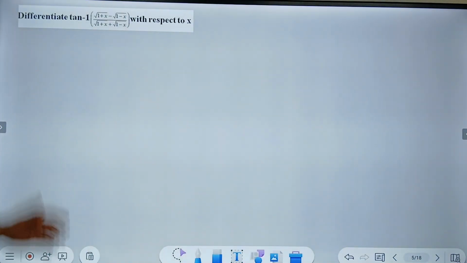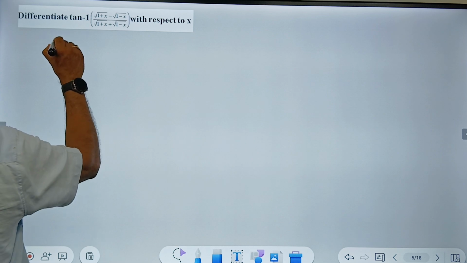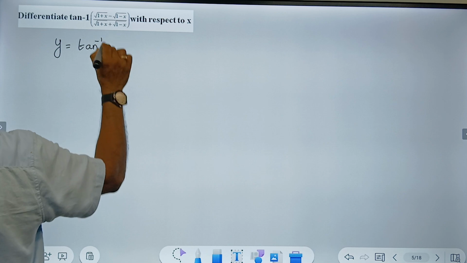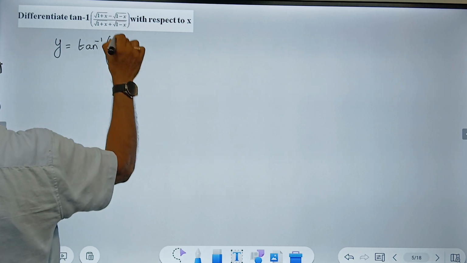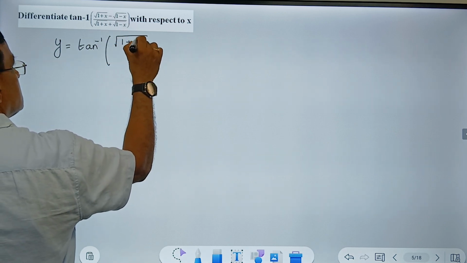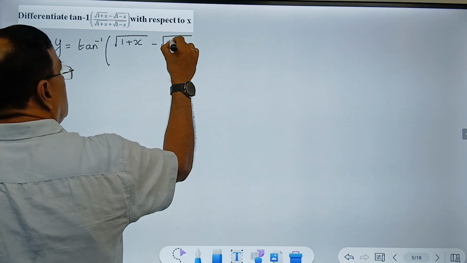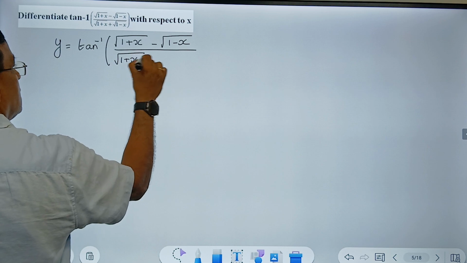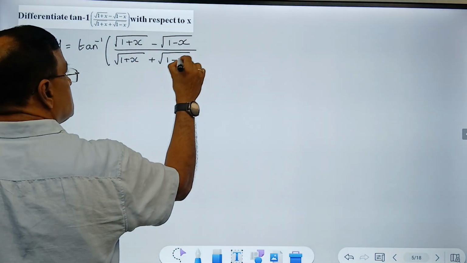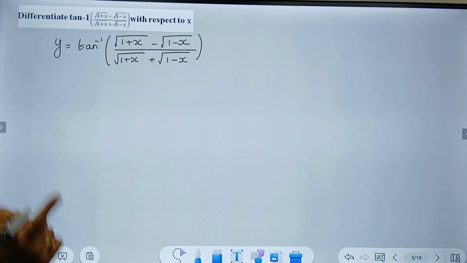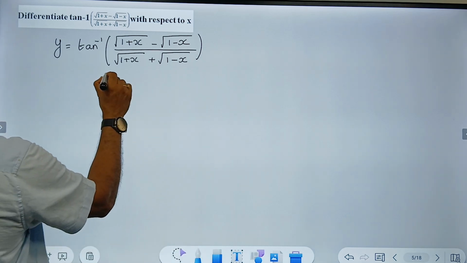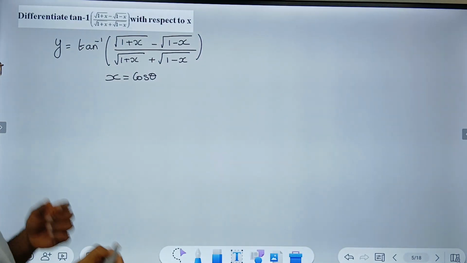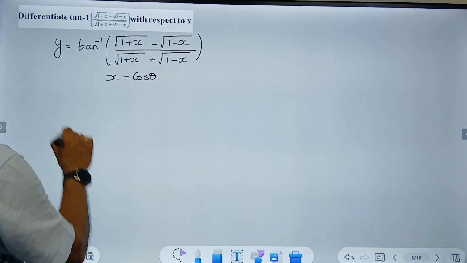The next one, this is an NCERT question. I have y equal to tan inverse of, this is root of 1 plus x minus root of 1 minus x by root of 1 plus x plus root of 1 minus x. Since I have 1 plus x and 1 minus x, it is advisable to put x as cos theta, or you can put it as cos 2 theta, doesn't matter. I put it as cos theta. So what do I get?